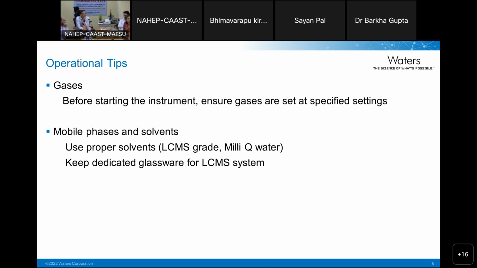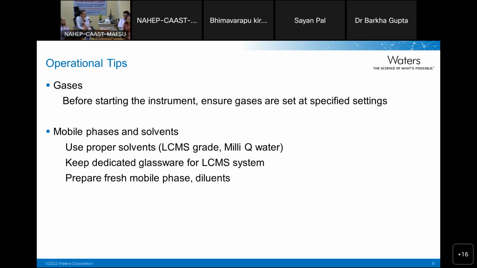Keep dedicated glassware for LCMS systems. Do not use the generalized glasswares. The glasswares which are used for preparation or extraction or the mobile phase should be kept separate for LCMS systems.